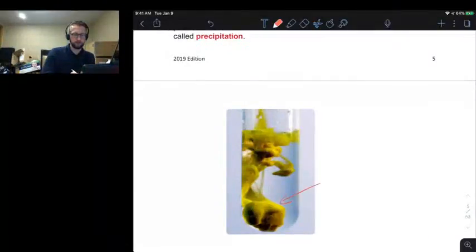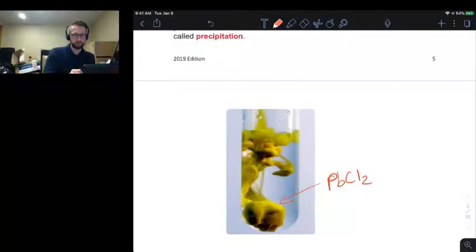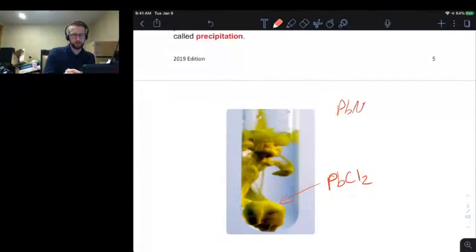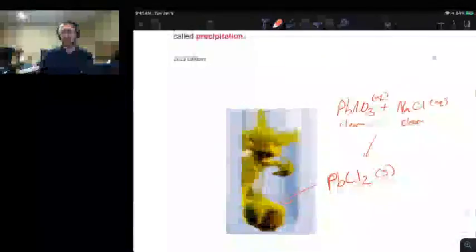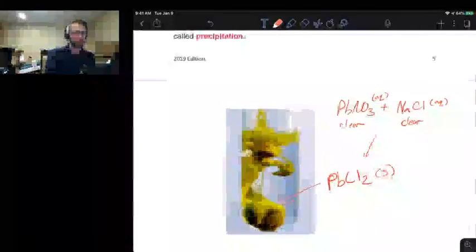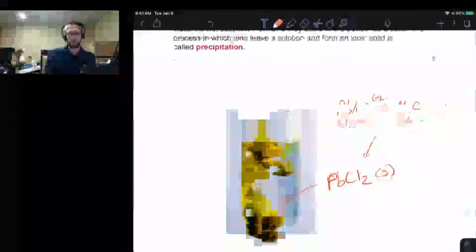So this is lead chloride, and you would have lead nitrate plus usually sodium chloride is fine. And these are clear, and these would both be aqueous. I didn't leave myself enough space to write that. And then they would form a solid precipitate. Typically, solid precipitates are not clear. They will be colored of some sort because they have a different density than the liquid. Sometimes they're colored in nice bright colors. Sometimes they're colored in just white powder.